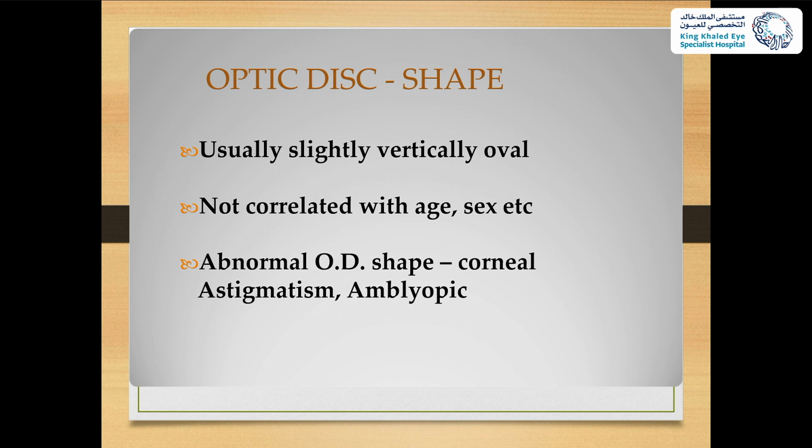The shape of the optic disc is usually slightly vertical oval. It's not correlating with any age or sex, as you said. Abnormal optic nerve shape and corneal astigmatism sometimes affect the shape of the disc. A more oval disc comes with astigmatic patients, especially when they have larger astigmatism.